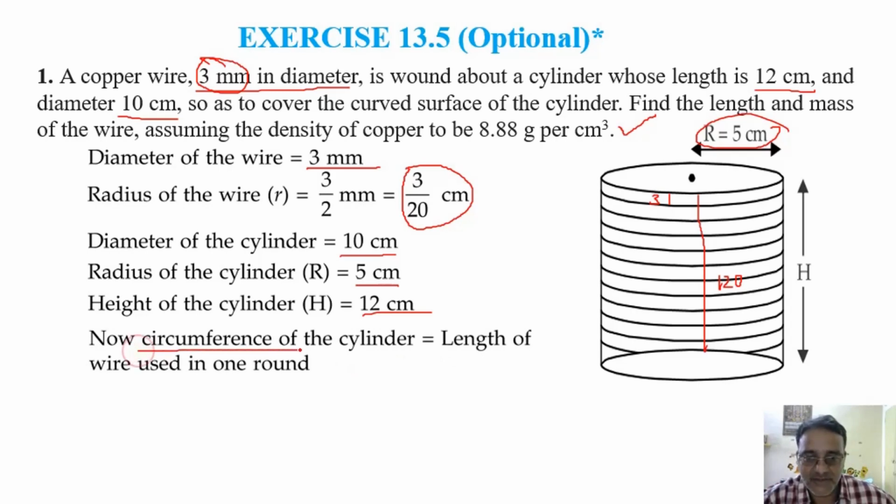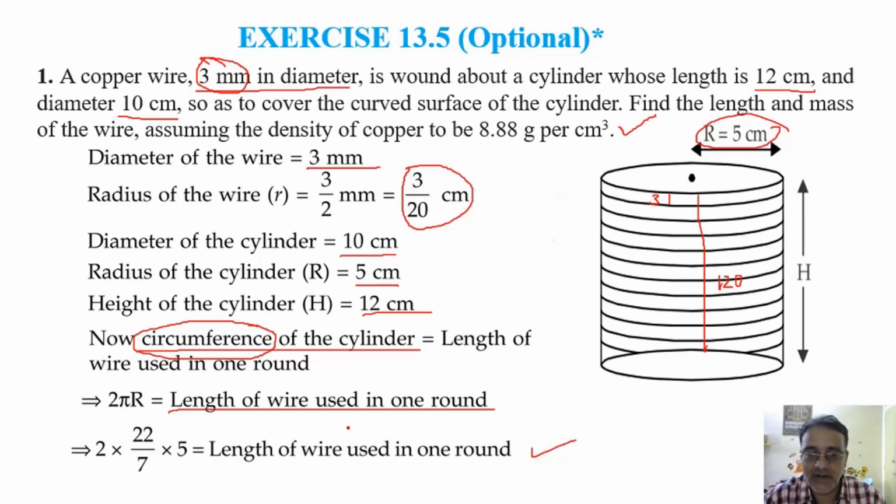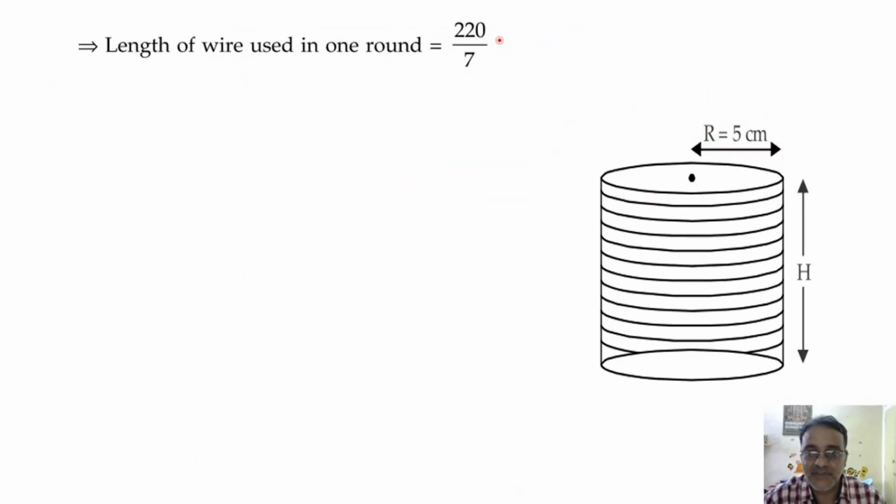And what is the circumference of the cylinder? 2 pi r, only the circumference, not the curved surface area. 2 pi r is equal to the length of wire in one round. So 2 into 22 by 7 into 5 is equal to the length of wire. Because the value of pi is not given, we are taking it as 22 by 7. Multiplying all of them, we get 220 upon 7. So this is the length of wire used in one round.